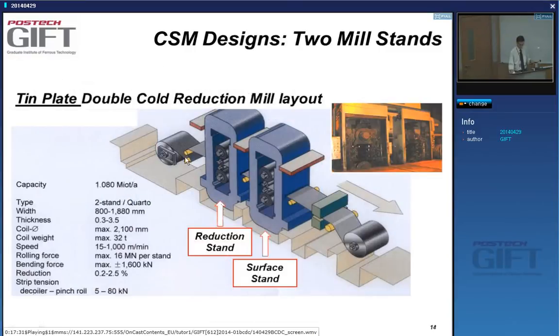Okay, and this is the same situation here. You have a reduction stand and a surface treatment stand in succession here. And it's for, as I said, tin plate production.